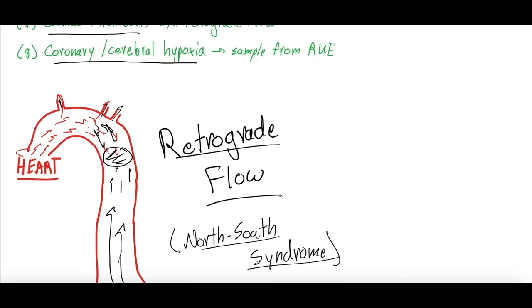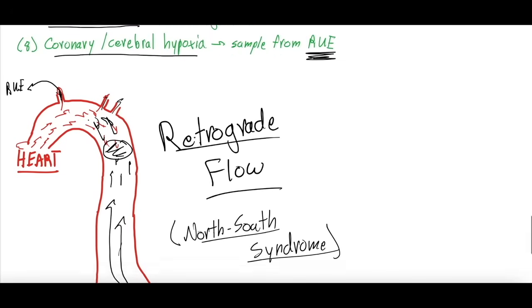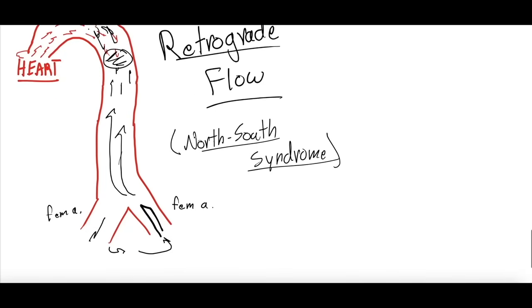We say sample blood from the right upper extremity to figure this out, because this blood vessel closest to the heart is going to go to the right upper extremity. And if this right upper extremity shows that this blood is deoxygenated, it's an implication that it's coming from the heart rather than from the ECMO circuit, and that you could be getting hypoxia in the coronary and cerebral circulation. Another confusing topic, and one that we'll probably do a separate video on in general, north-south syndrome.